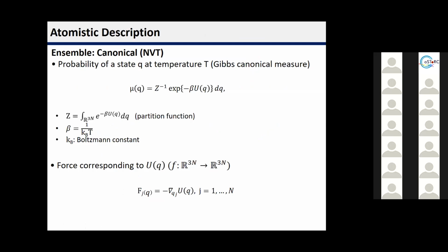At the atomistic description, we can compute the probability of a state Q at temperature T with the Gibbs canonical measure, where Z is a partition function and Kb the Boltzmann constant. Moreover, we can compute the force exerted on the jth particle by utilizing this equation here.